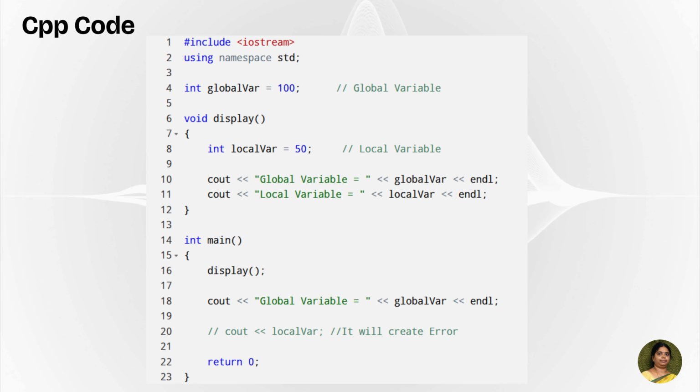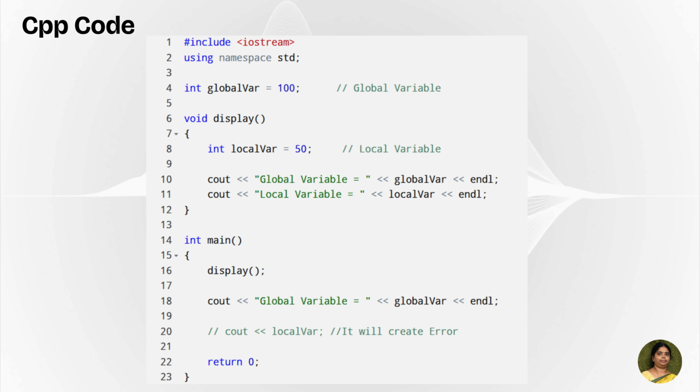Int local_var equals 50. local_var is declared inside the display function. It is called a local variable. It can be used only inside display. But display can access the global variable. Display can also access local_var. This is because local_var belongs to the same function.